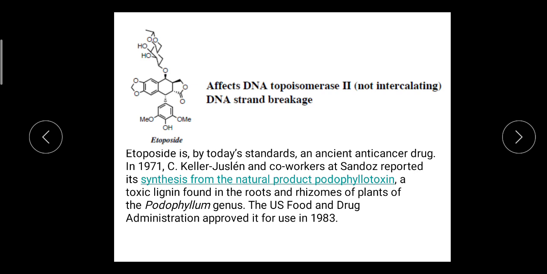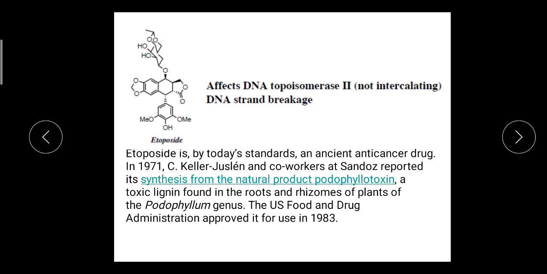The mechanism of action of this drug: it inhibits the DNA topoisomerase 2 enzyme, which causes breakage of the DNA strands, and they affect the DNA synthesis. So this is the mechanism of action of etoposide.